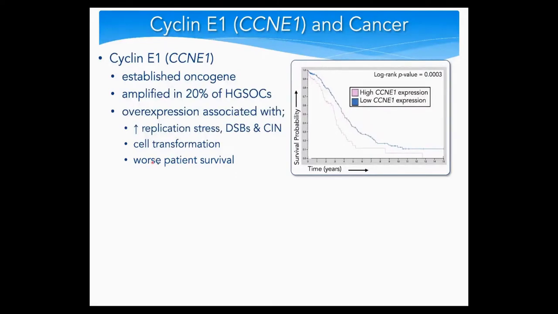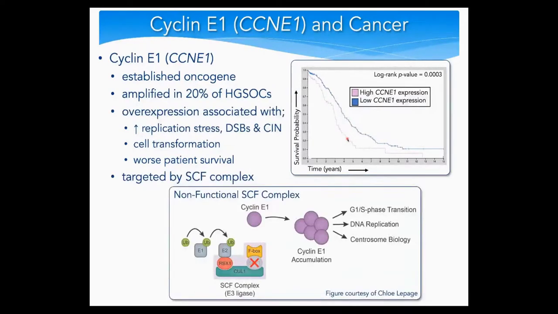Many of those phenotypes that I just showed you. And surprisingly, increases in cyclin E1 expression correspond with worse patient outcome. And that's shown here for high-grade serous ovarian cancers, where high levels of cyclin E expression, because it's an oncogene, correspond with worse overall survival.